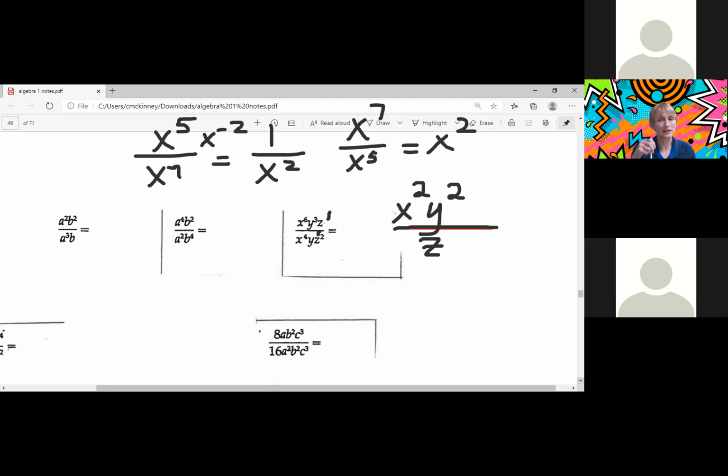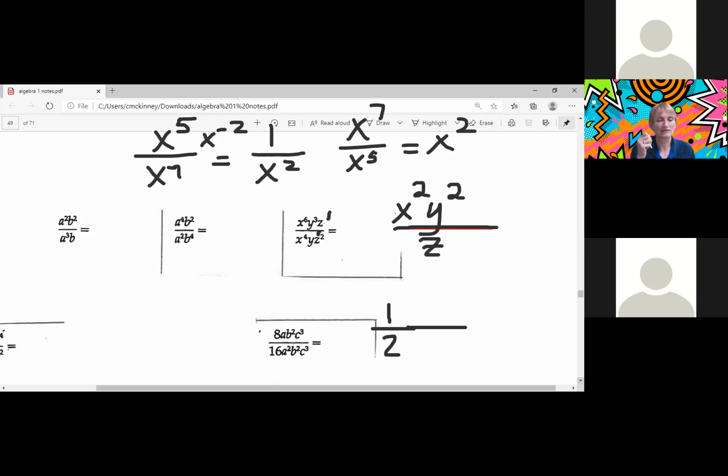So when we get to the next row with the 8ab squared c cubed over 16a squared b squared c cubed, 3 variables again, and then this time we have also coefficients. So the 8 and the 16, don't subtract them. They still behave like a regular fraction. So 8 over 16 would be the same thing as 1/2. Or you could just put a 2 in the bottom. You could just put a 2 in the bottom if there's something else left on top, which actually there's not going to be. So we do want the 1.